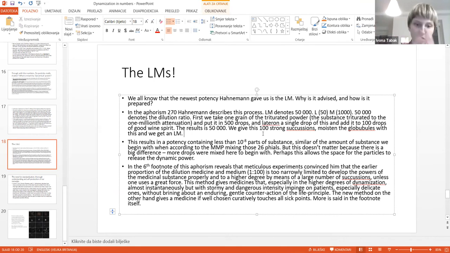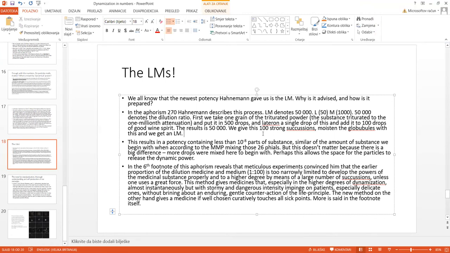So he basically says, if we use this scale of dilution, we will release all of the medicinal power present latently in the crude substance, and by releasing it in this way, we will bring most benefit to the patient. Actually, I feel like he's trying to say this is the only proper way to bring relief to the patient, because he clearly says that by using the C scale, we will get medicines that impinge on the life principle of the patient with stormy and dangerous intensity. So this is not good.